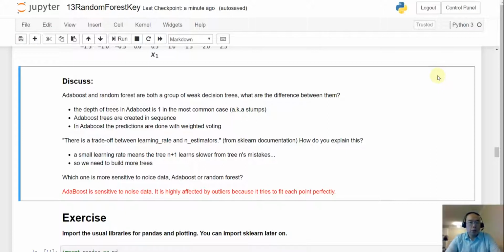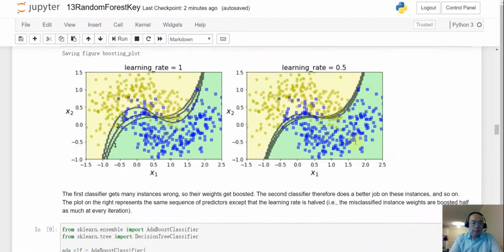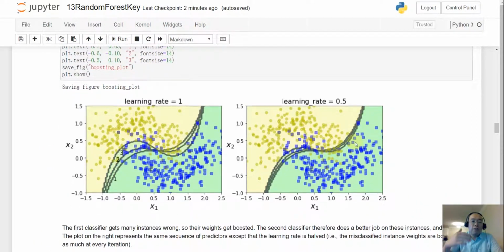Number two: the learning rate and the n estimators, there is a trade-off between them. How do you explain that? Remember, the learning rate controls how fast we want to learn from our mistakes. If we have a higher learning rate, we are probably going to move faster to pick up the misclassified samples, and in this case, we probably don't need a lot of estimators.